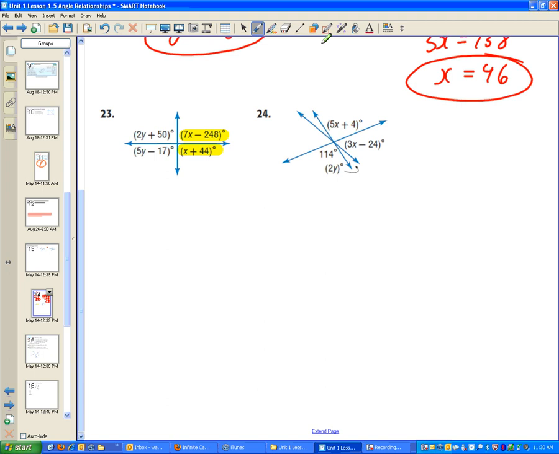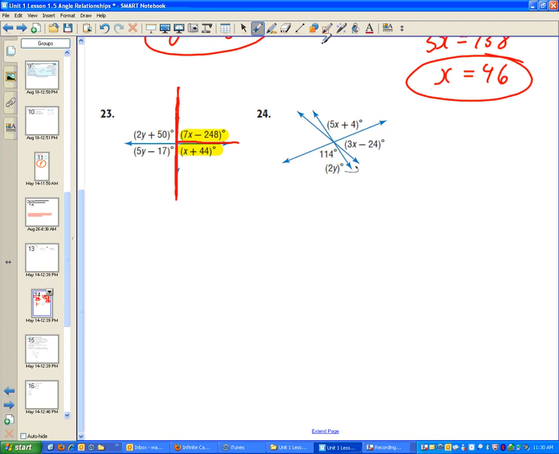As far as well, they're not vertical angles. So as far as I know, they're not equal to each other. That's a line. So they're not a pair of vertical angles. They are what kind of a pair? Linear pair. So I need to set this equation up like I did the last one.